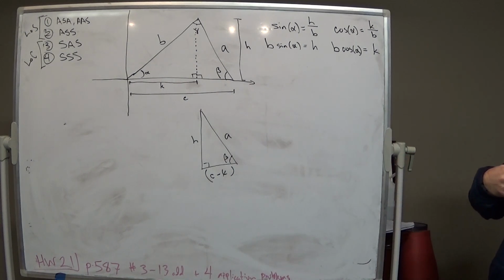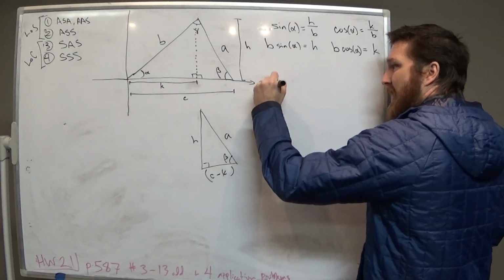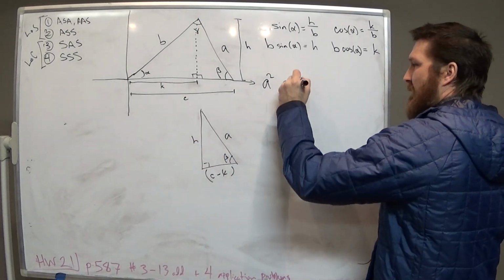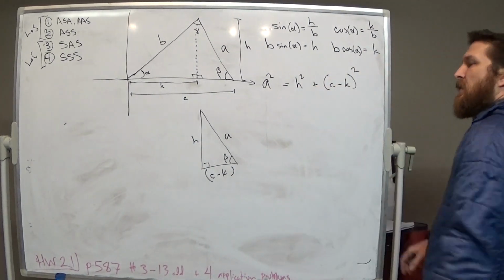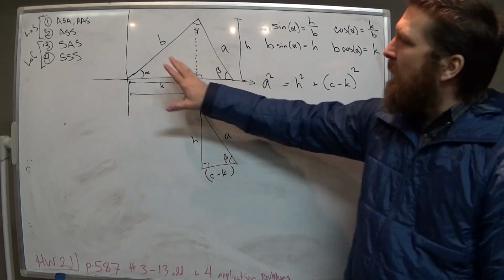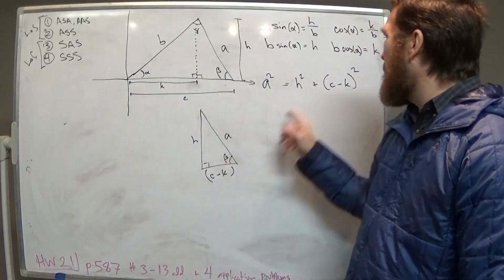I don't care. Right now, what's going to help us out is to simply notice that since it's a right triangle, the Pythagorean theorem applies. And so the Pythagorean theorem in this case, there's my hypotenuse, so it's going to be a squared is equal to that squared plus that squared. So we have h squared plus (c minus k) squared. But that doesn't help us out at all. That's not useful, because remember, we're trying to deal with these guys.